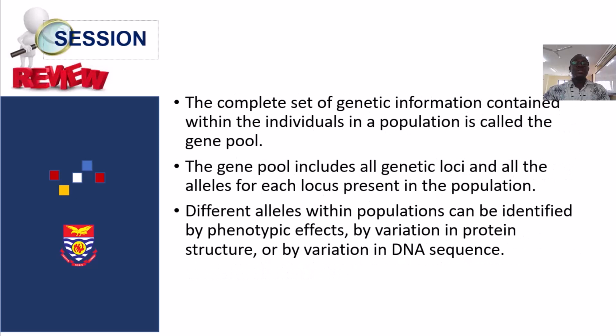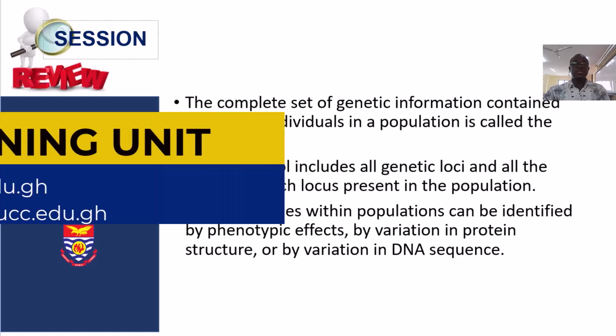The complete set of genetic information contained within the individuals in a population is called the gene pool, and it includes all genetic loci and all the alleles for each locus present in the population. Different alleles within populations can be identified by phenotypic effects, by variation in protein structure, or by variation in DNA sequence.